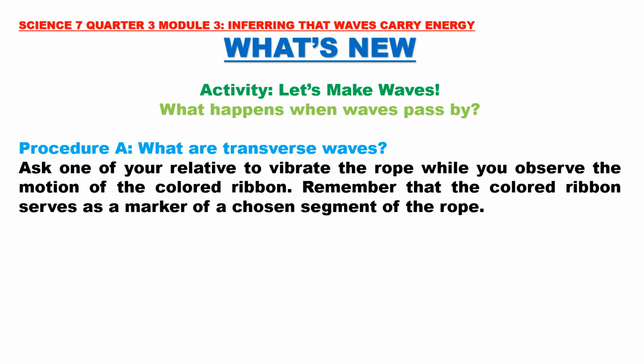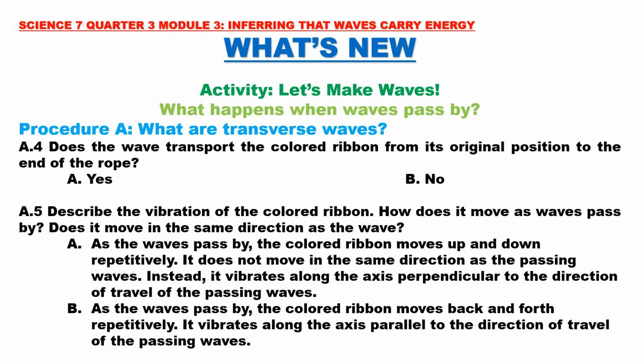So, ask one of your relative to vibrate the rope while you observe the motion of the colored ribbon. Remember that the colored ribbon serves as a marker of a chosen segment of the rope. So, let's answer this question. A4. Does the wave transport the colored ribbon from its original position to the end of the rope?